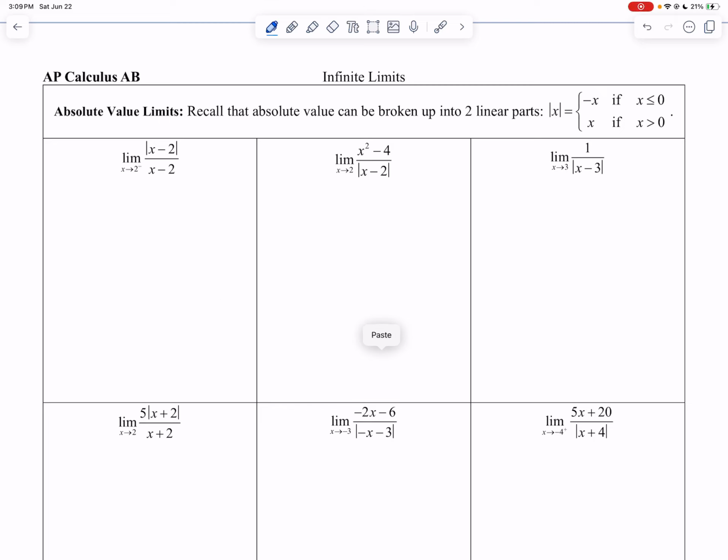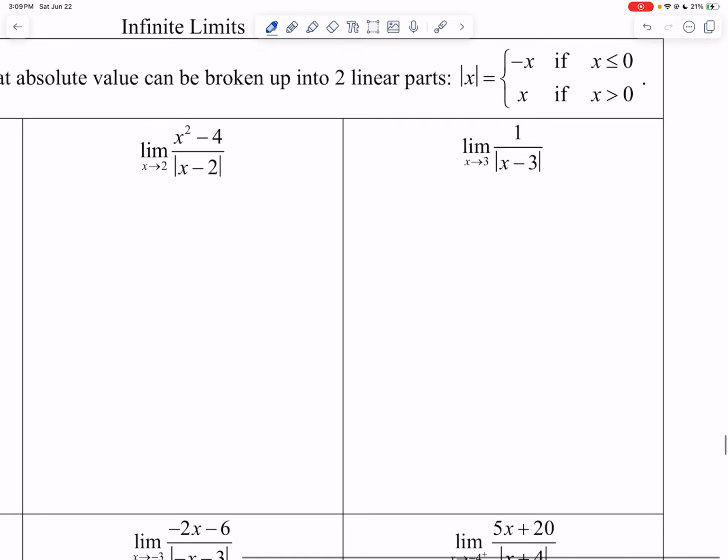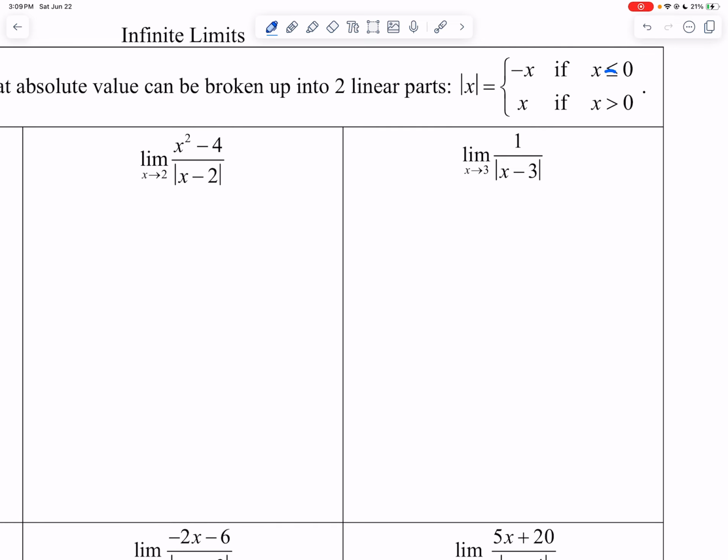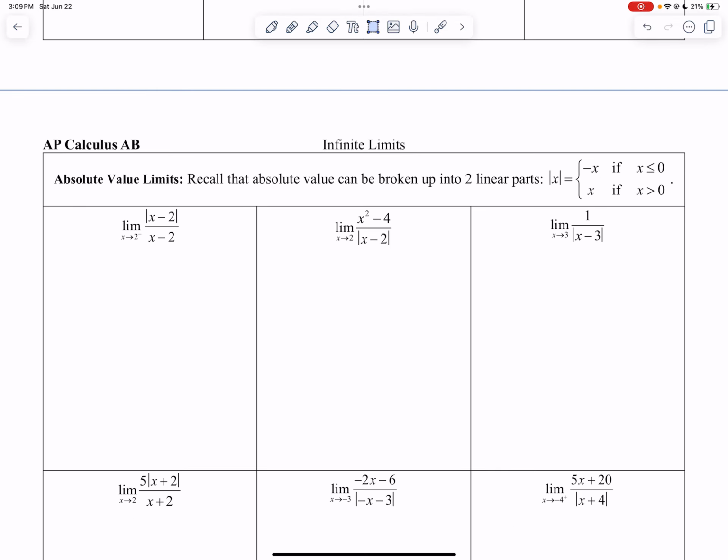Alrighty. So we are going to be talking about absolute value limits, and then we'll talk about infinite limits in the next part. But as a reminder, back in Math 3, we talked about absolute value and how it could be split up into two linear parts. I could say that negative x is for x less than or equal to 0, and x is for x greater than 0. I can flip-flop where my equal to sign is, so it doesn't literally have to be here. It could be here. It doesn't really matter. But what we're going to do here is just split it up into two linear parts.